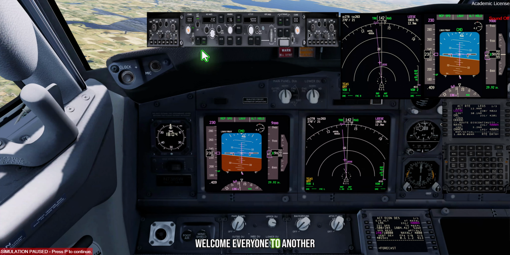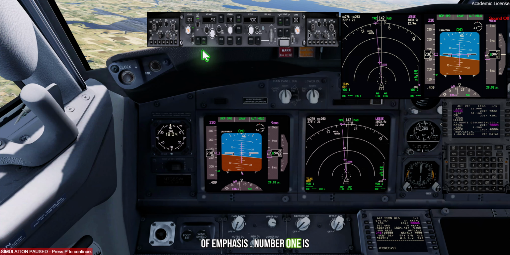Welcome everyone to another module. This is going to be an RNAV approach into one of the runways in Orlando International Airport. Now, with this, what I want to do is to emphasize and cover a couple of things as points of emphasis.